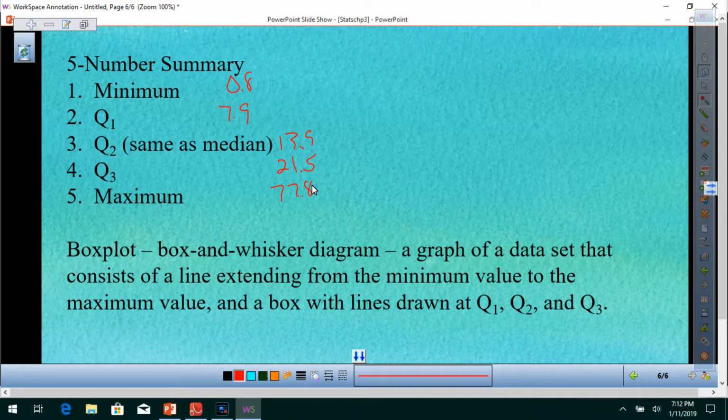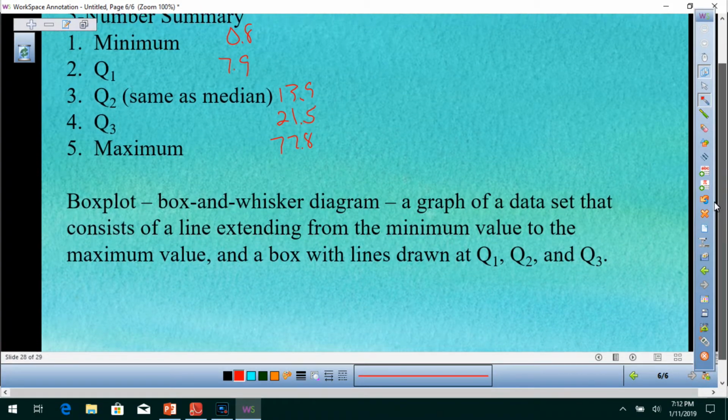A box plot, sometimes called a box and whisker diagram, is a graph of a data set that consists of a line extending from the minimum value to the maximum value, and a box with lines drawn at Q sub 1, Q sub 2, and Q sub 3. Well, let's try one.